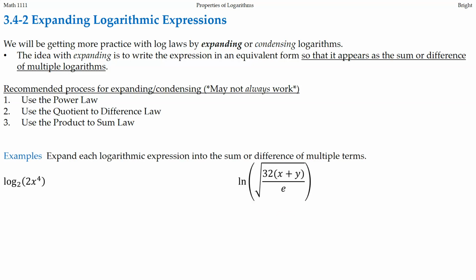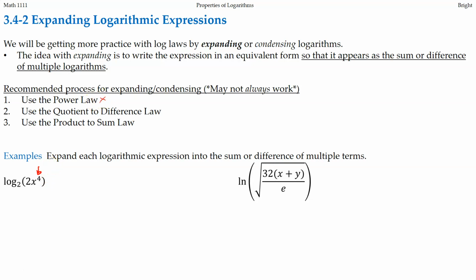So here we go. We have two examples. I'm going to do the first one, and then I'm going to pause the video and have you do the second one. The first thing I need to look at in this log base 2 of 2x to the fourth is that I want to try to use the power law, so I need to look for an exponent. Yep, I have one, but it's not on everything. I can only pull out the exponent in front as a coefficient if the exponent is on everything. So I can't use the power law.